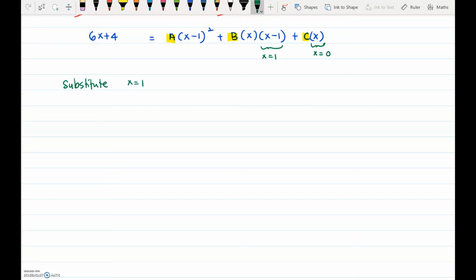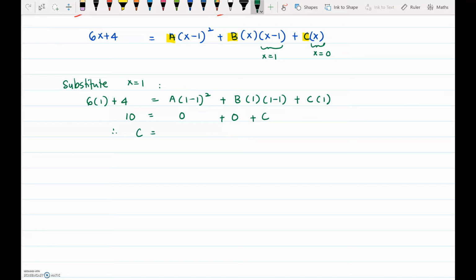Substitute x is 1, and we will have 6 times 1 plus 4 equals to, so this one you will get a times (1 minus 1) squared. So this one it will get 0. Okay, and then we have here b times (1 minus 1) plus c times 1. And when you simplify, you will get 6 plus 4 is 10. So this one will be 0, and this one is also 0. And for c, you have plus c. That means your answer for c is 10.